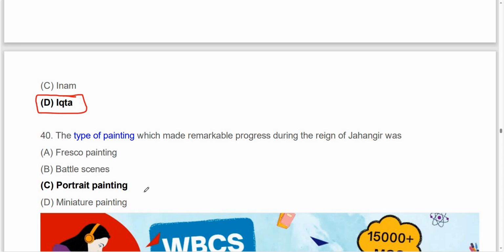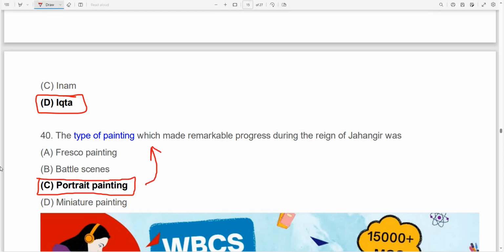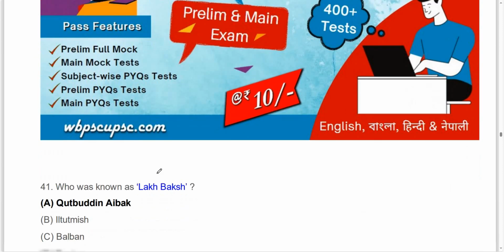The type of painting which made remarkable progress during the reign of Jahangir was portrait painting, not miniature. I do make mistakes from time to time with this question. The type of painting which made remarkable progress during the reign of Jahangir was portrait painting. Moving on to the next question.